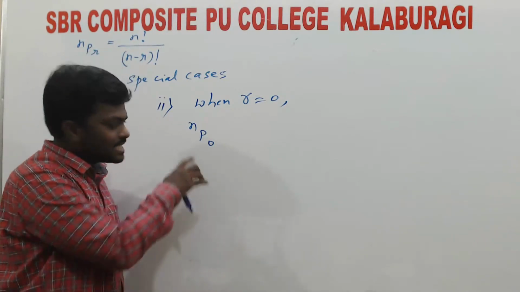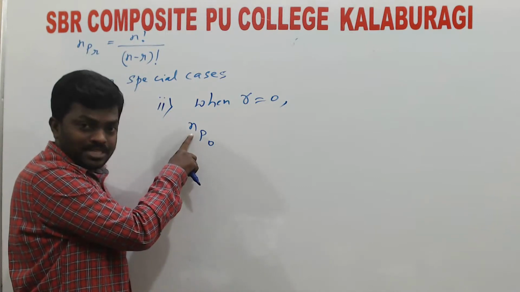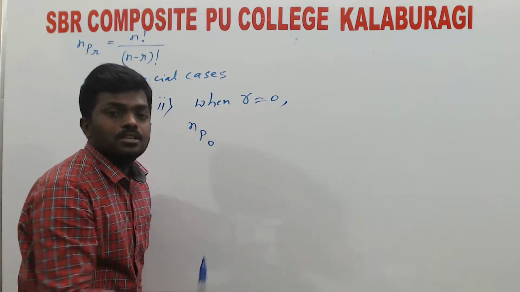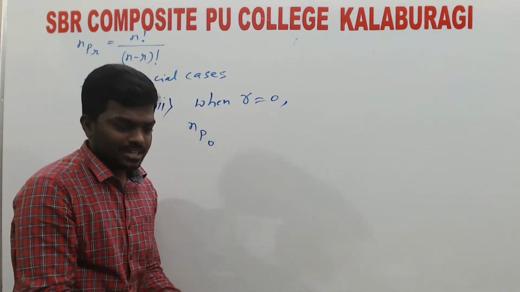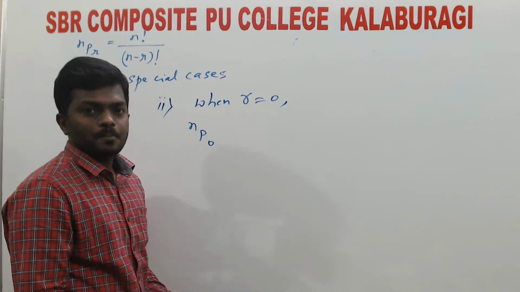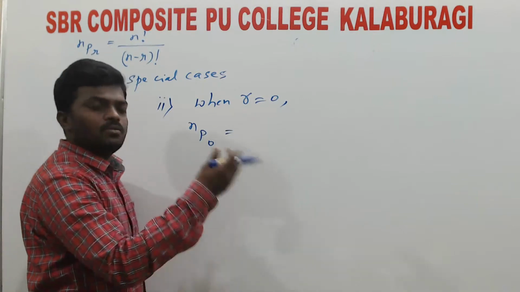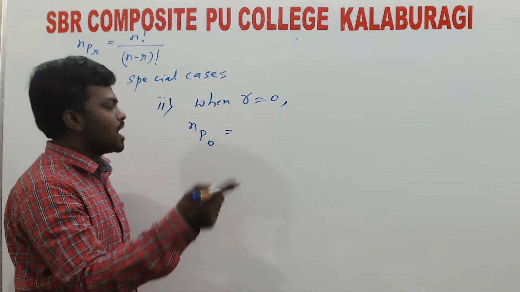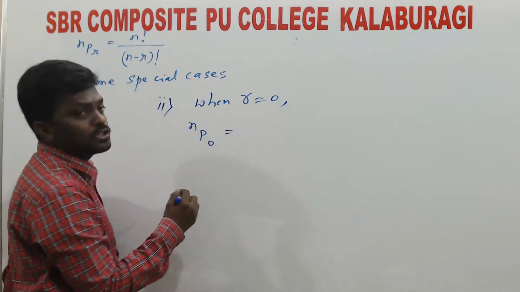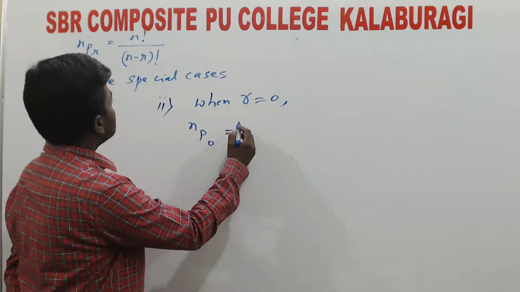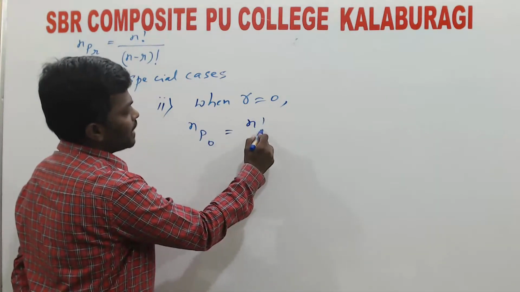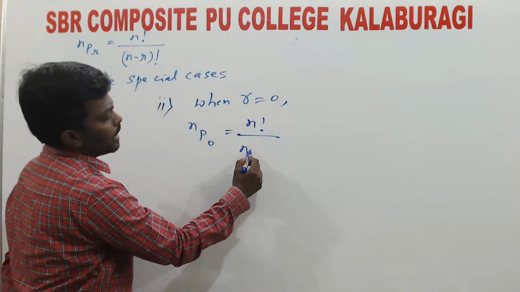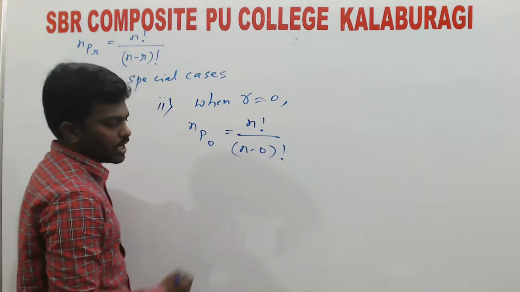So n objects they have given you, and they are asking us to arrange zero objects. Zero objects is in fact nothing. We have studied already that zero factorial arrangement is one only. So let's see by this formula also whether it is right or not. n factorial divided by (n minus 0) factorial, where r is 0.